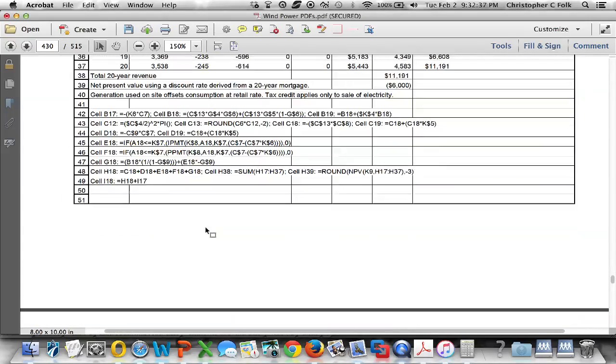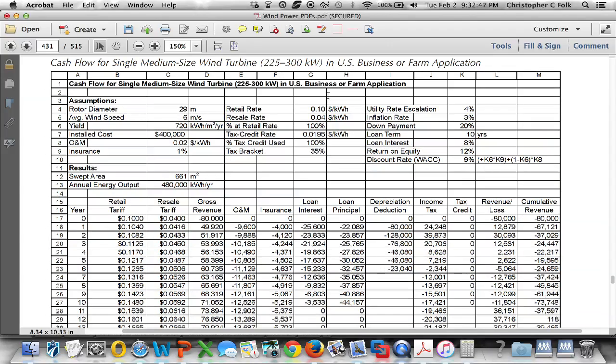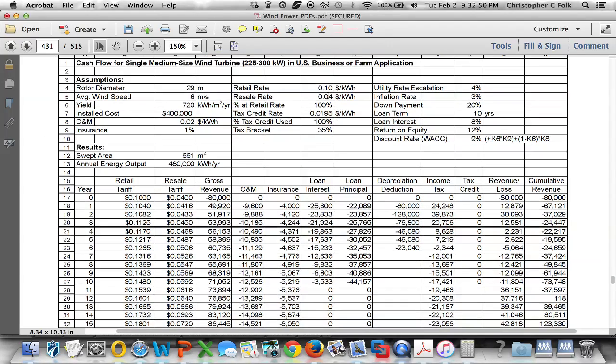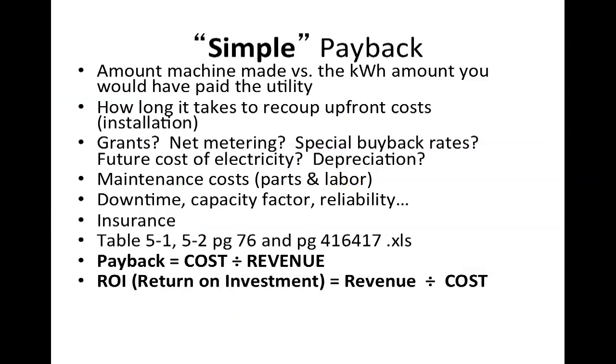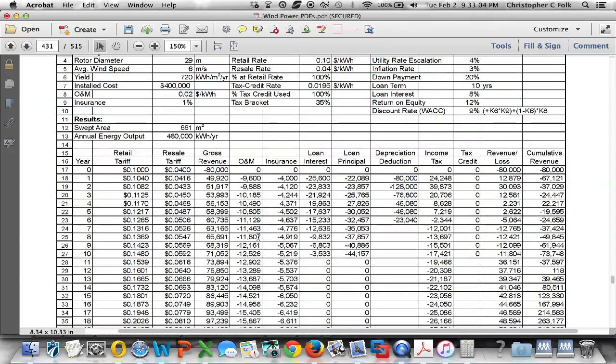On the second page here, on the next page, this is for a large turbine. This is for cash flow for a medium-sized turbine, 225 to 300 kilowatts in size. So one of these was installed by a farmer in Iowa. And if you go back to page 77 and 78 of the textbook, you're going to read about this guy. And he put in a Vestas V29 machine. Okay? And that machine, this is the cash flow on it.